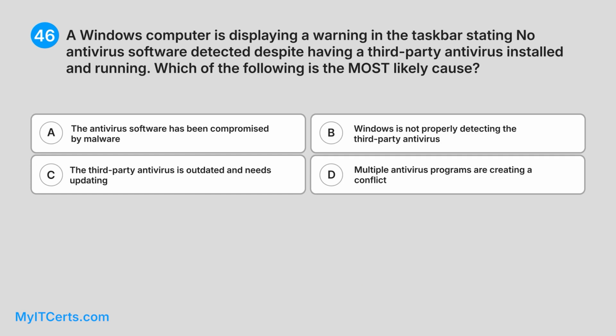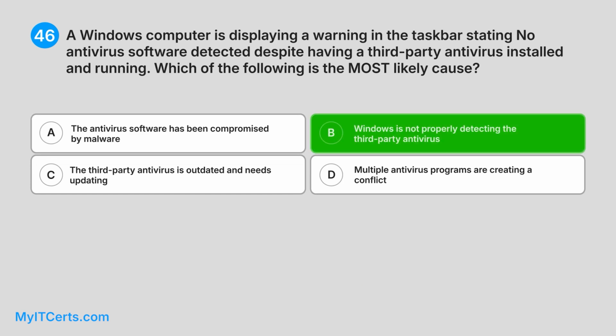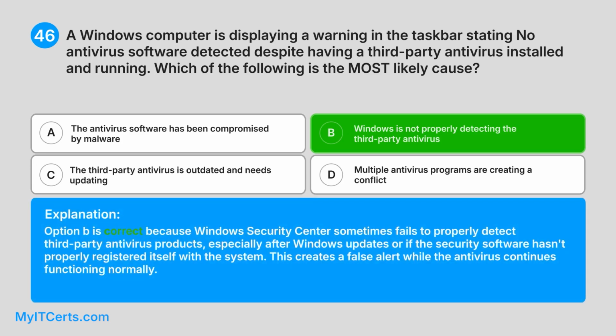Correct answer: B. Windows is not properly detecting the third-party antivirus. Explanation: Option B is correct because Windows Security Center sometimes fails to properly detect third-party antivirus products, especially after Windows updates, or if the security software hasn't properly registered itself with the system. This creates a false alert, while the antivirus continues functioning normally.